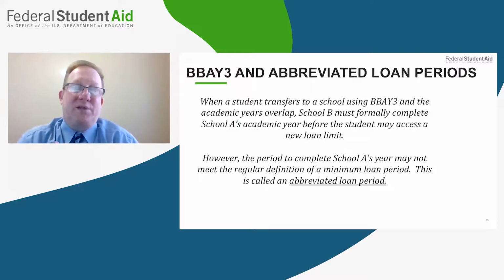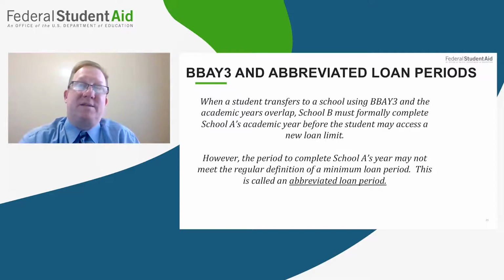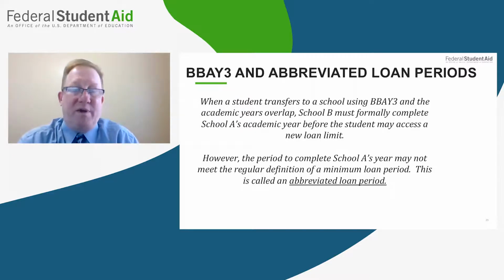So School B, that's where the student's going. They have to complete the academic year from School A. But here's the catch. The period that's needed to complete the academic year from School A may not meet that regular definition of a minimum loan period. So what happens here? This is called an abbreviated loan period, and you may use an abbreviated loan period to allow the student to borrow some money until that original academic year is completed. And you may, this is not a must, if you have a short abbreviated loan period of just a week or two, you don't have to use this. You can. Here's an example.